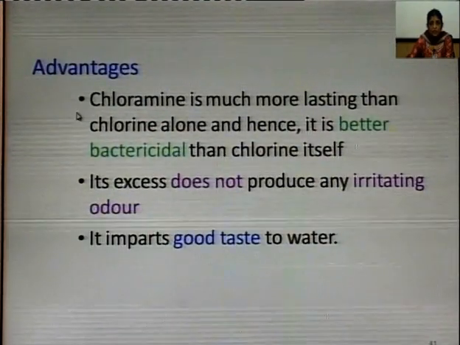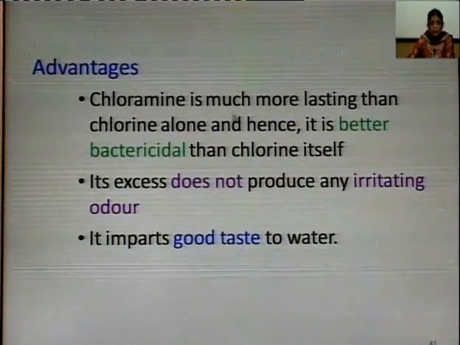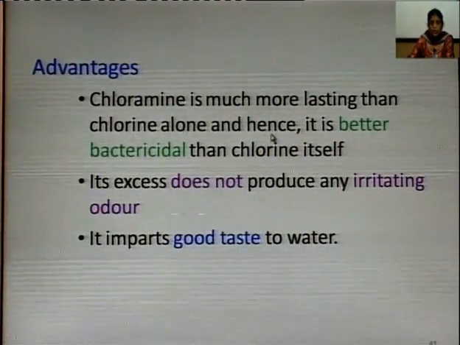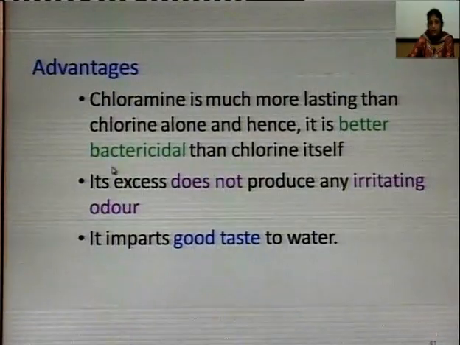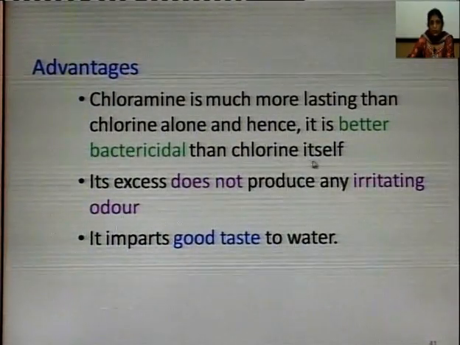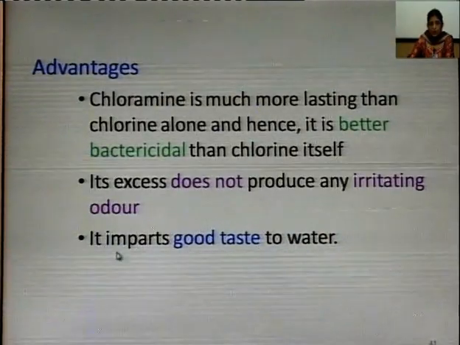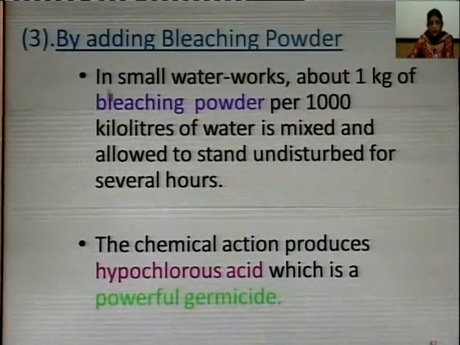So, advantages of this method: chloramine is much more lasting than chlorine alone, and hence it is a better bactericide than chlorine itself. It does not produce any irritating odor, and it imparts good taste to water.